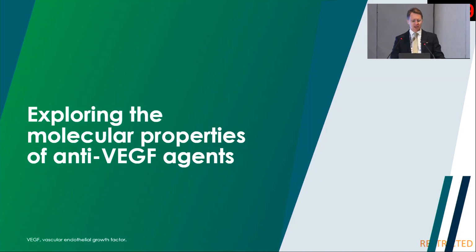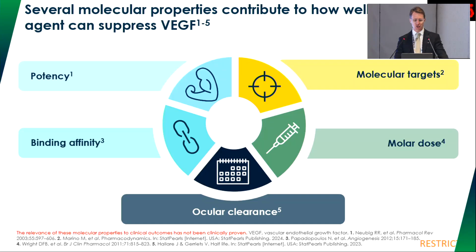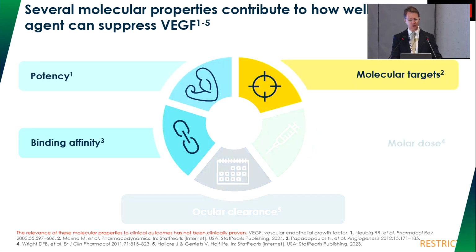So we're going to explore the molecular properties of anti-VEGF agents initially. I think this might be familiar to many people. There are really 5 characteristics that combine to determine how well an agent suppresses VEGF. There's potency, the strength; there's the affinity, how well it binds to the molecule; there's the targets, and those targets may be different; there's the dose, and something called ocular clearance, how well it's cleared out of the eye. We're going to look at the first 3 initially and come to the rest later.